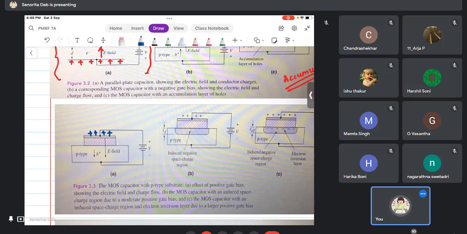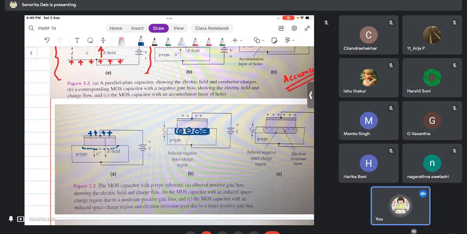So what is happening? The movable charge carriers, which are responsible for carrying current, are all going to move away from this area of the substrate, this junction, and therefore you have a depletion region, which is also known as the negative space charge region. Why negative space charge region? Because now that the holes have moved away, these ions are present. So no current will flow.